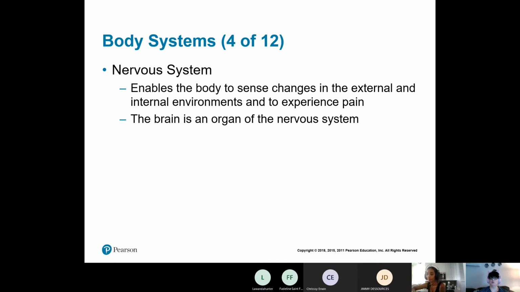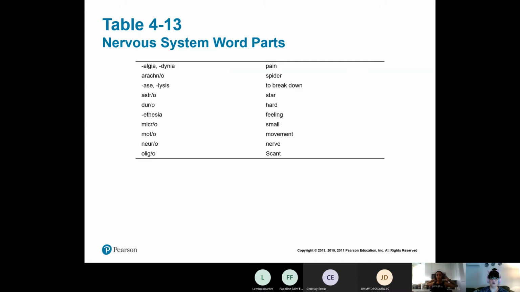Your nervous system, when you think of the nervous system, I want you to associate spinal cord and all of the tiny nerves throughout your body, the millions of little nerves. And we'll talk about all of them. And they have, of course, their own set as well. Algia, it means pain.